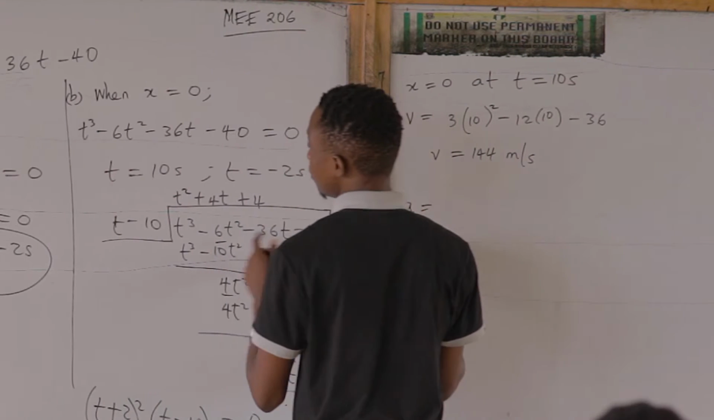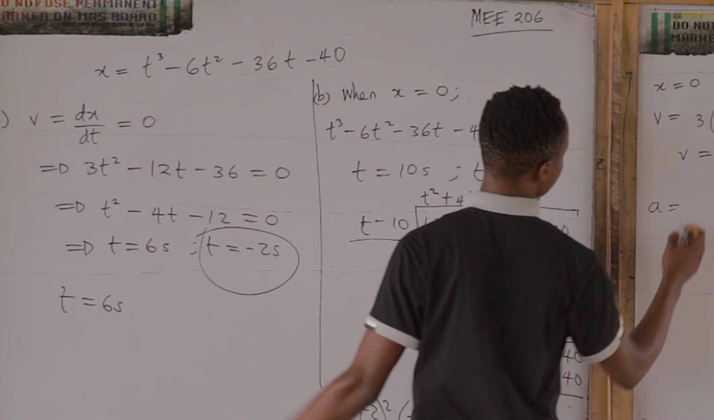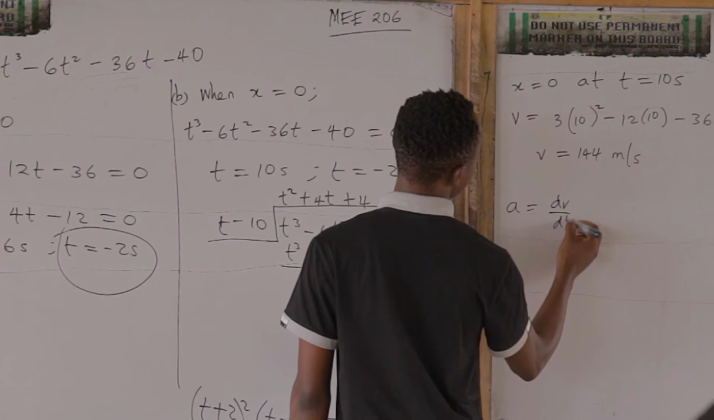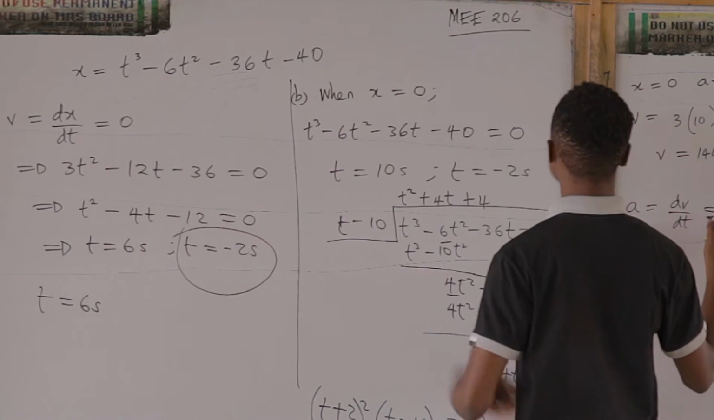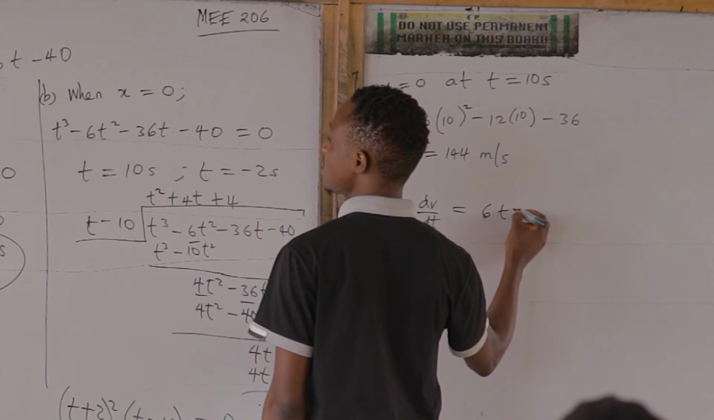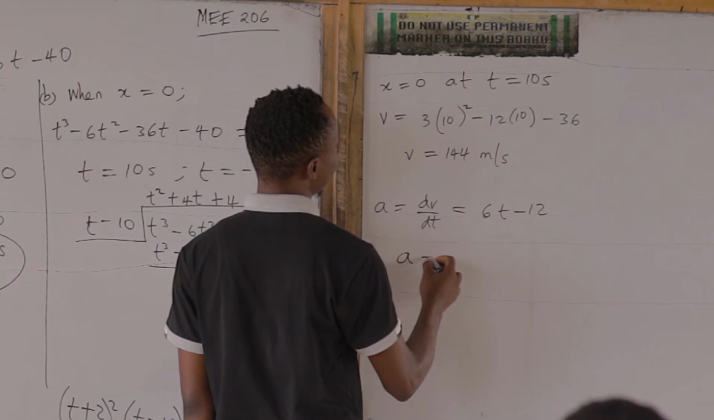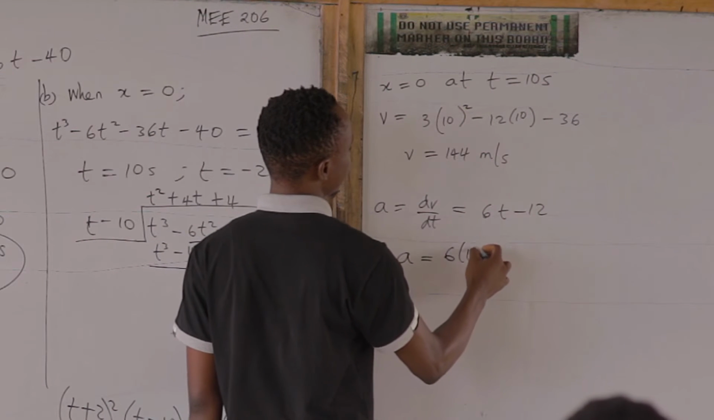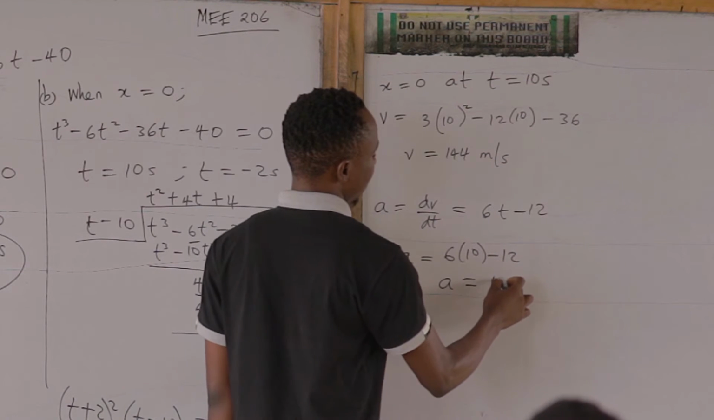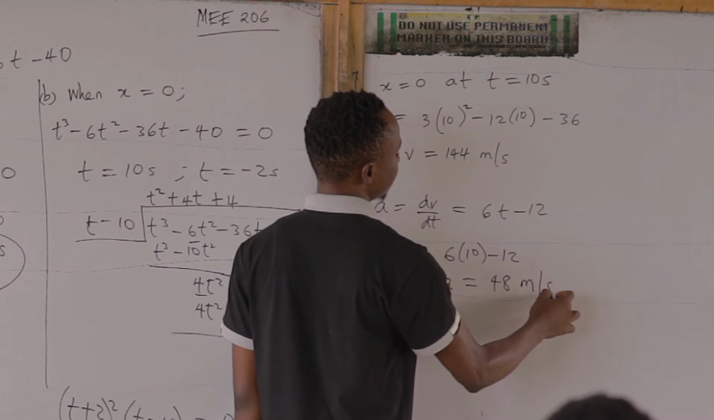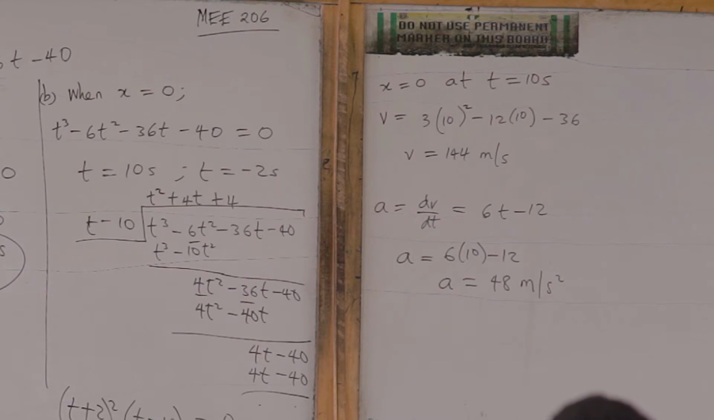Then the acceleration. We found that expression as we found it before. We can differentiate this. Acceleration is equal to dv/dt. That is going to be equal to what? That will be 6t minus 12. Is that clear? Then at t equal to 10 seconds, acceleration is 6 into 10 minus 12. Acceleration of what? Quiet now. 48 meters per second squared. Do you get that?